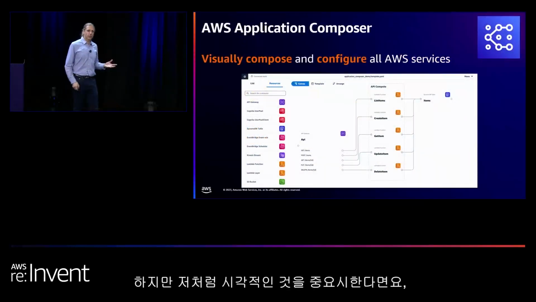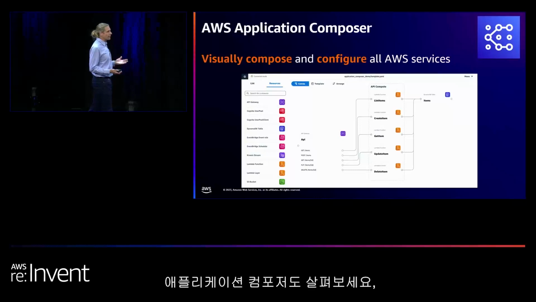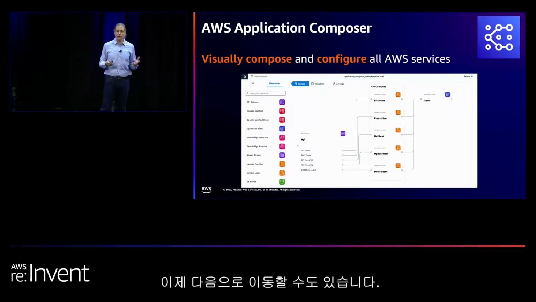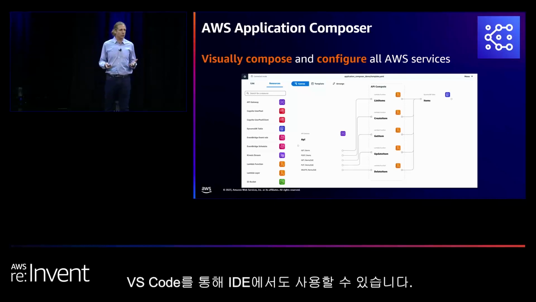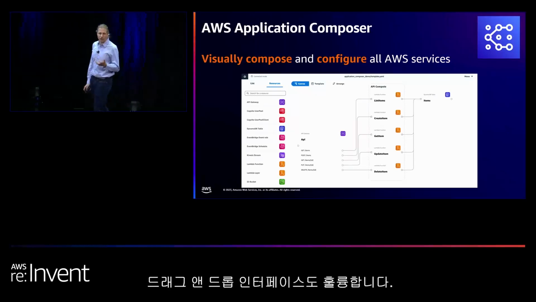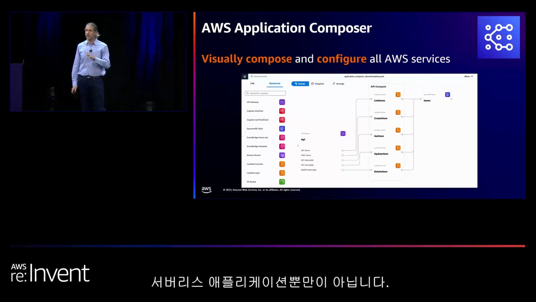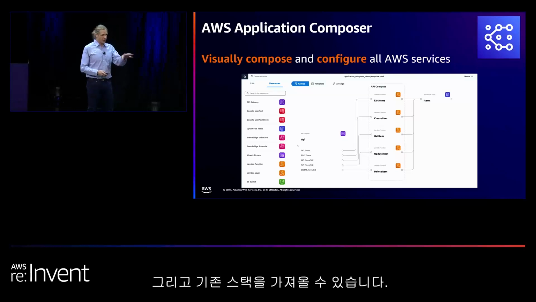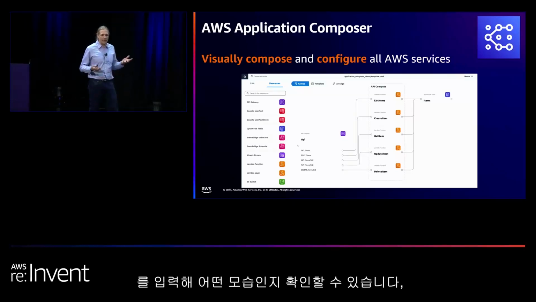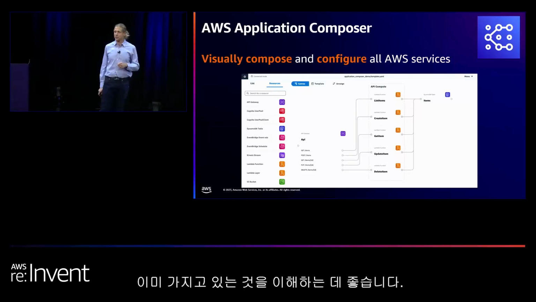But if, like me, visual is your thing, also have a look at Application Composer, which you can now jump to from the Lambda and Step Functions console, and announced today in Werner's keynote, it's also available in your IDE with VS Code. It has a great drag-and-drop interface to build applications, and not just serverless ones. It works with all CloudFormation resources, and you can import existing stacks to see what they look like, which is great for understanding what you already have.